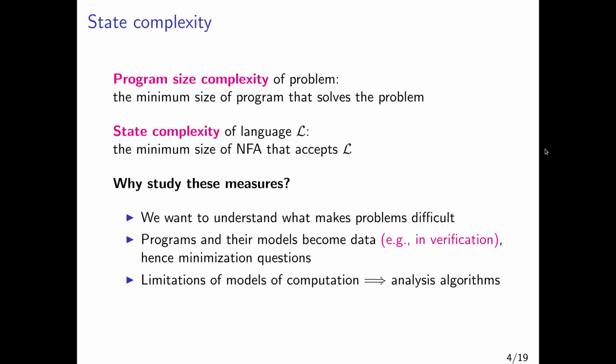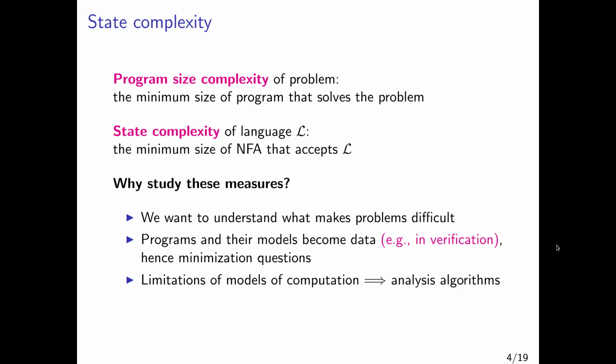So first of all, if you think about how to prove lower bounds for state complexity, or more generally program size complexity, then these lower bounds correspond to arguments showing that no machine can solve a problem efficiently. So this is about understanding what makes problems difficult, a general quest in theoretical computer science.